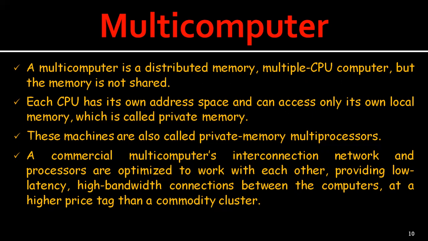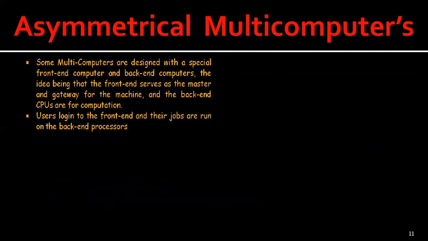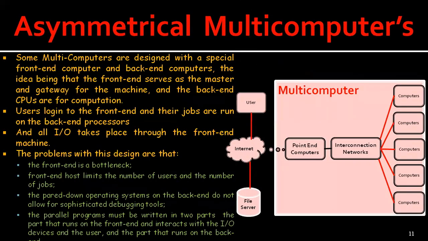So now let us see one more important topic. What are asymmetric multi-computers? Some multi-computers are designed with special front-end computers and back-end computers. The idea is that the front-end server serves as a master and gateway for that particular machine, and the back-end CPUs are for computational purposes. These are the machines called asymmetric multi-computers.